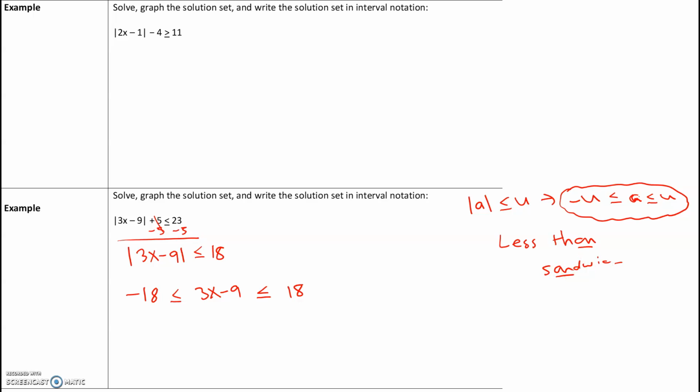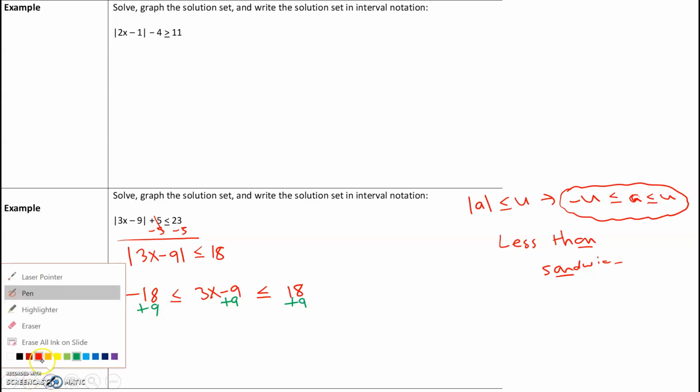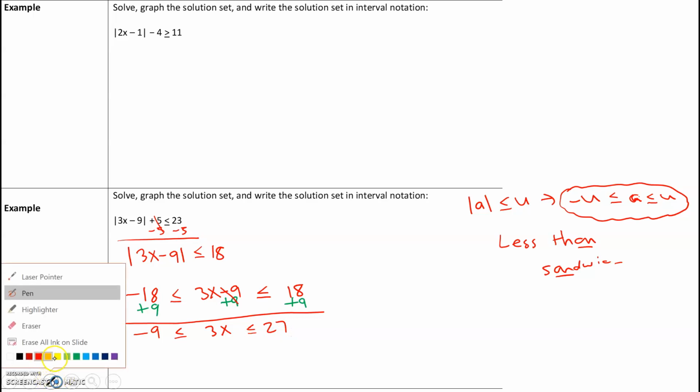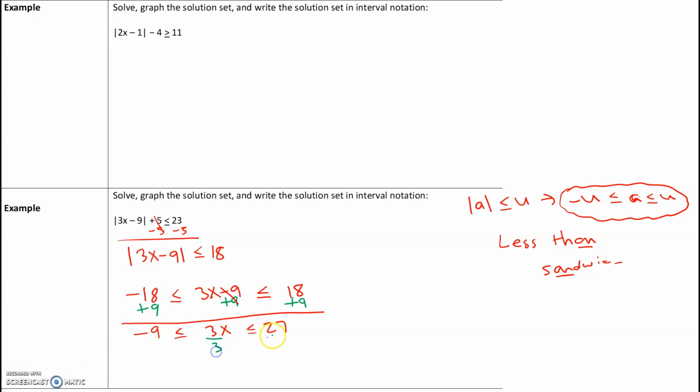So if I solve this, I need to add 9 to the middle, which means I add 9 to the right, and I add 9 to the left. So this gives me negative 9 less than or equal to 3x, which is less than or equal to 27. Then I divide everything by 3. So I divide the middle by 3, which means I divide the right and the left by 3.